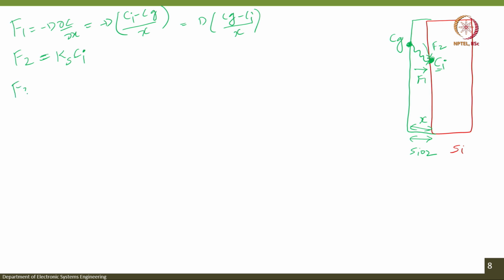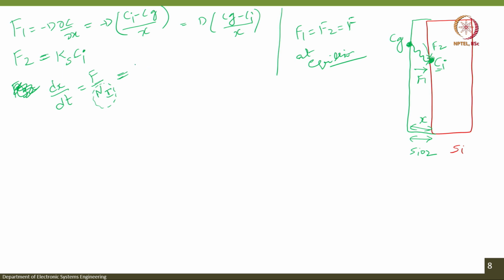What is F3? Very simple, the ambience flux we are neglecting, because oxygen in oxygen, water in water, so much will diffuse that it will not be a bottleneck. At equilibrium F1 is equal to F2 is equal to F. We understood how it will happen, both have to balance out each other. Then the rate of growth is given by F by Ni. Don't worry about this Ni, this is just a number. So F is equal to F1, F2, I can say Ks into Ci by Ni.